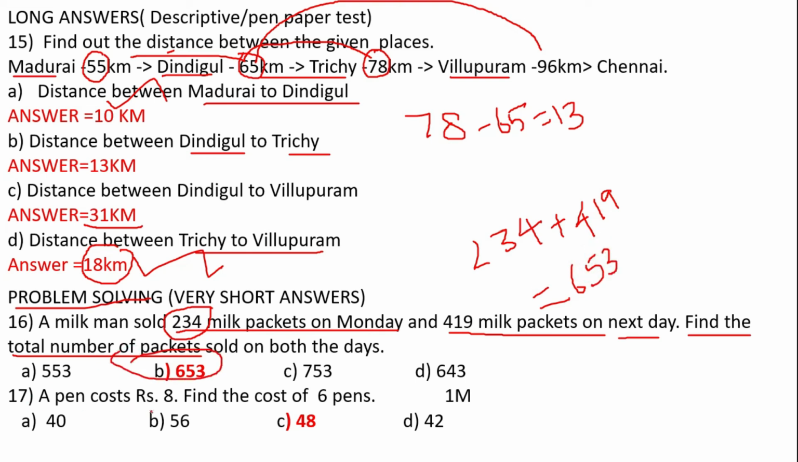A pen costs 8 rupees. Find the cost of 6 pens. So 6 8s are 48. Multiply. You will get the answer.